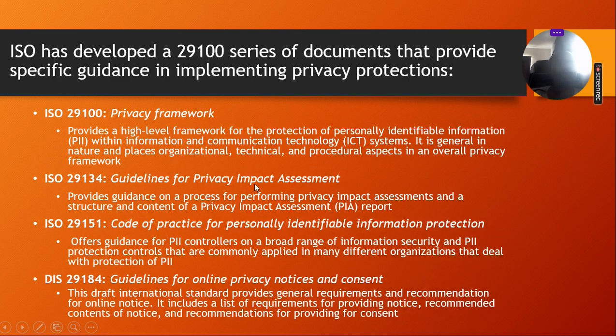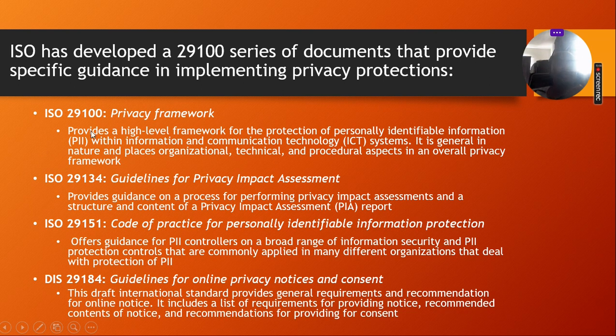Now let's move on. ISO has also framed the 29100 series of document standards. These are documents that provide specific guidance in implementing privacy protection. The 29 is for privacy. You know, the 27 just now were for information security management systems.